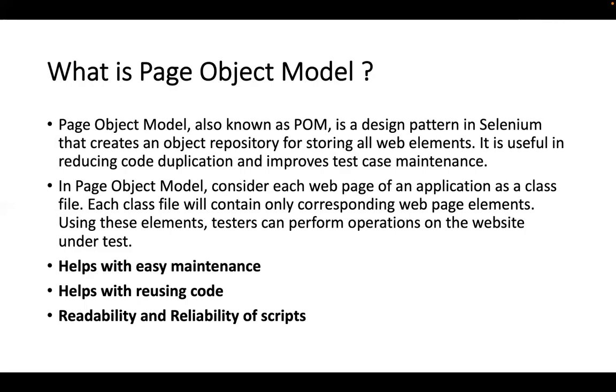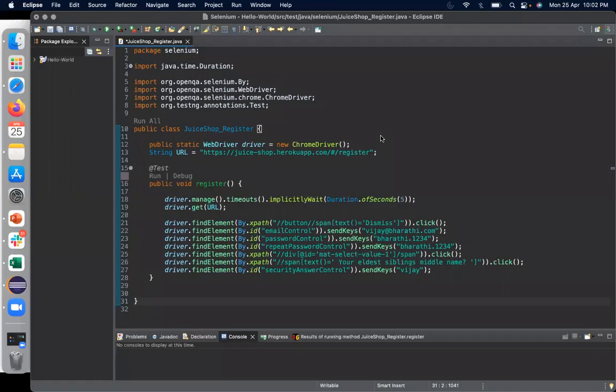First, let's try to understand how we are doing the scripting. I have taken a sample website, which is the OWASP Juice Shop website. It's a test website for practice. There is a registration screen in the website. So I'm opening a Chrome driver here, and I'm going to enter all the details to register a new user in that website. It's a testing website. I defined an implicit wait of 5 seconds. Then I'm launching the URL and performing various actions on that website.